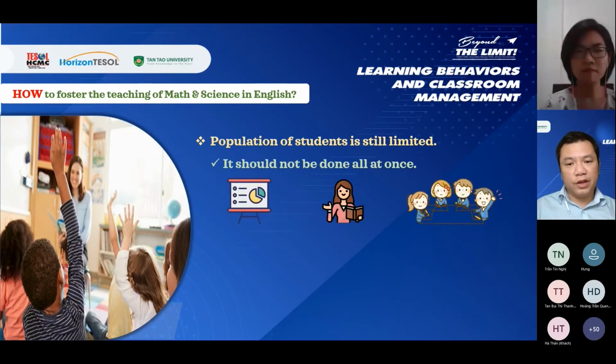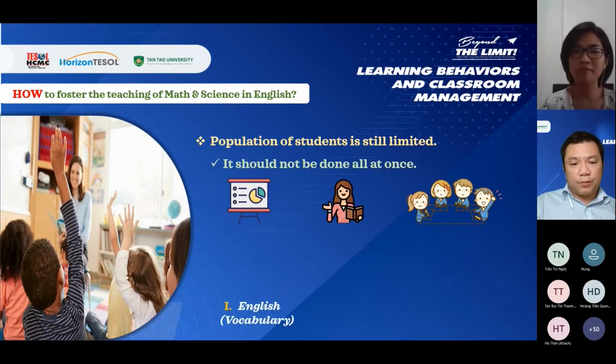So there are four levels of teaching math and science in English that I would recommend people take a look at. First, the very basic level: the presentation of the teacher or the textbook is in English.